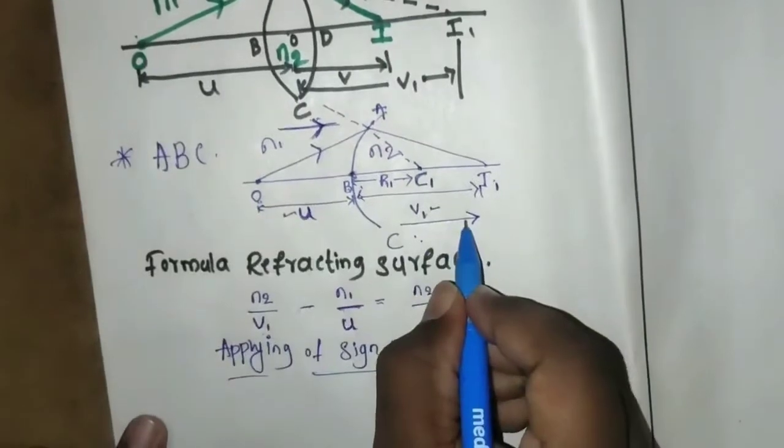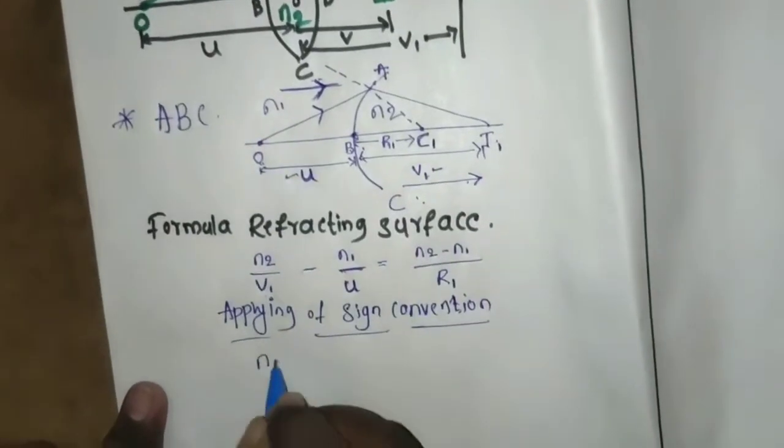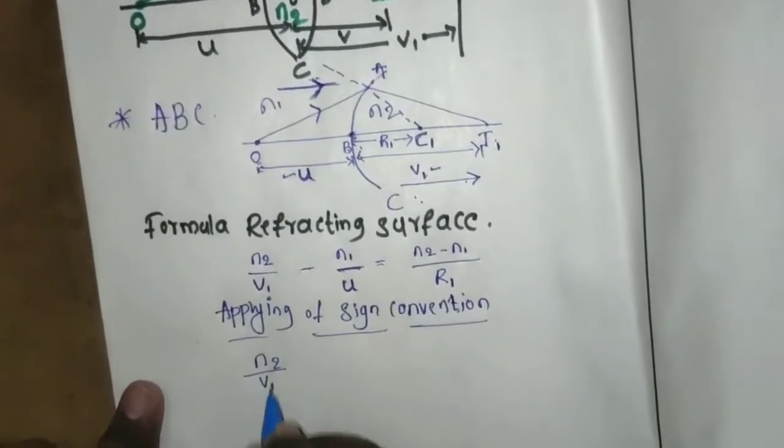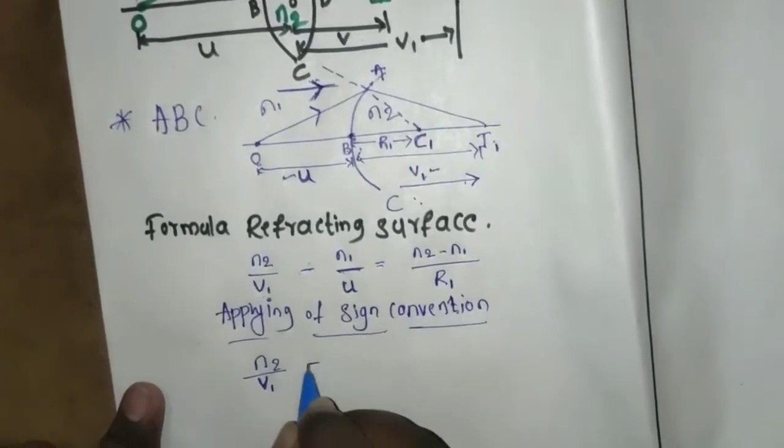Both are in same direction, then write positive. Both are in same direction, that is V1. Same, that means positive only.